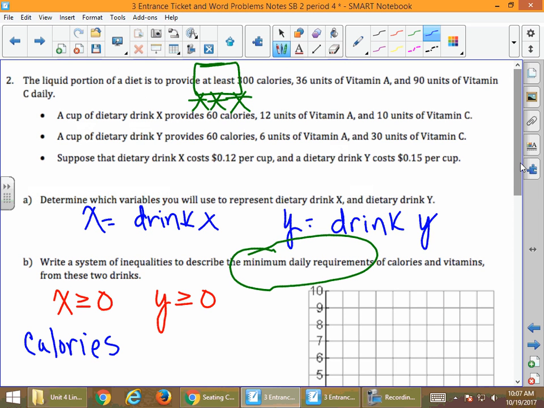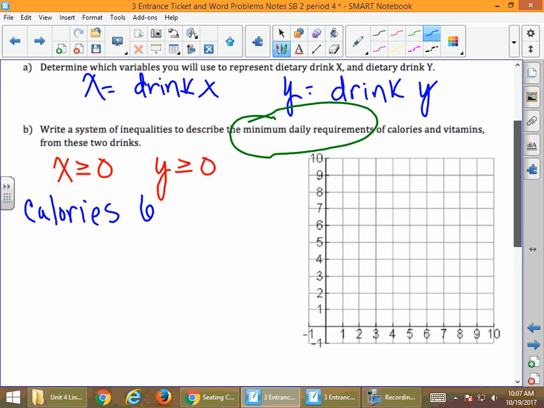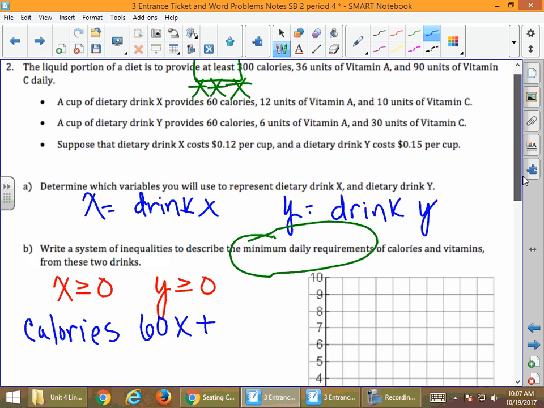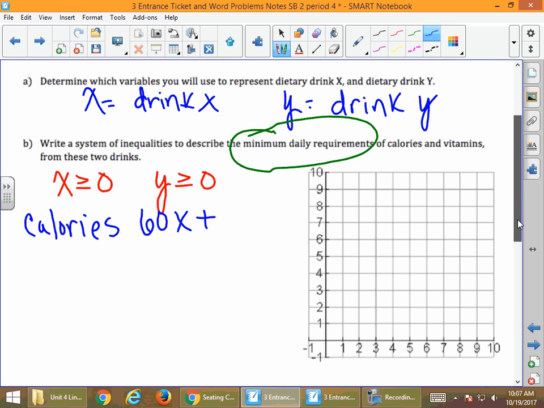So we look up here at the first bullet, and it says a dietary drink X provides 60 calories. So 60X. And a dietary drink Y provides 60 calories as well. But remember this time, we need to have at least 300 calories. We can have more. So in this particular problem, this is going to be greater than or equal to.